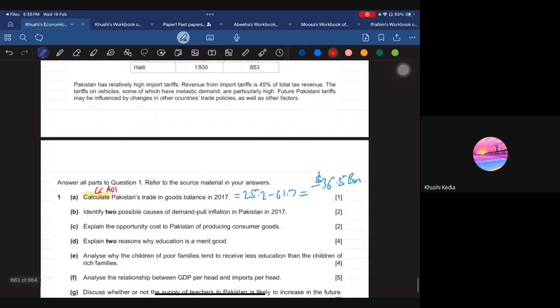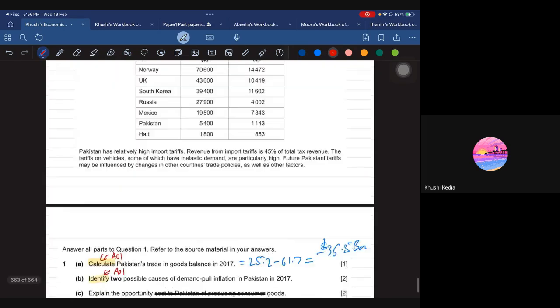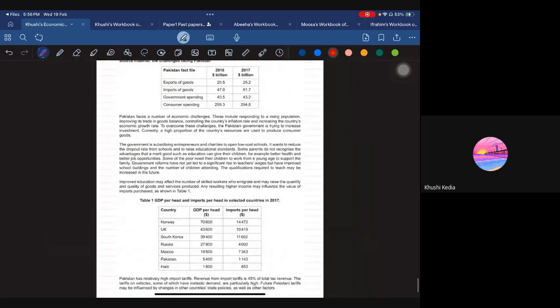Now the second question says identify two possible causes of demand pull inflation in Pakistan. So which assessment objective is he asking you to perform here? Knowledge. Yes. And identify is the key word. Okay, now, identify two possible causes of demand pull inflation in Pakistan. So what is demand pull inflation?